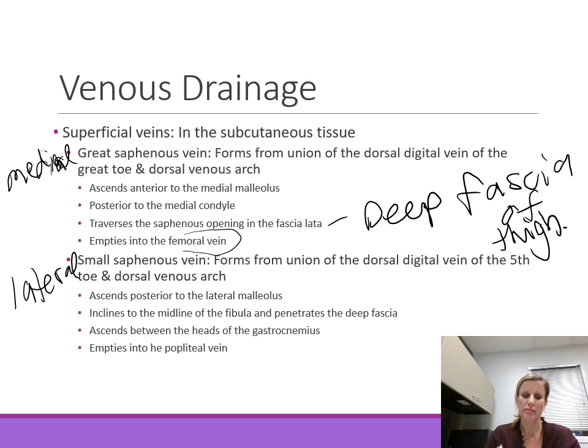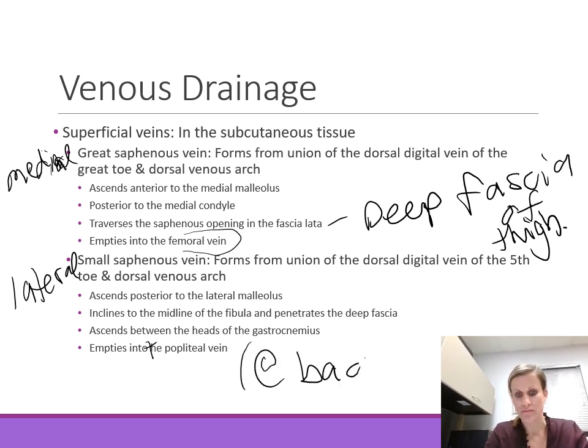And then it goes up to about the midline of the fibula and then penetrates the deep fascia and ascends between the heads of the gastrocnemius. This is like the large calf muscle, which remember has two heads. So the back of the leg. So the small saphenous vein goes up between those two heads and then empties into the popliteal vein at the back of the knee.